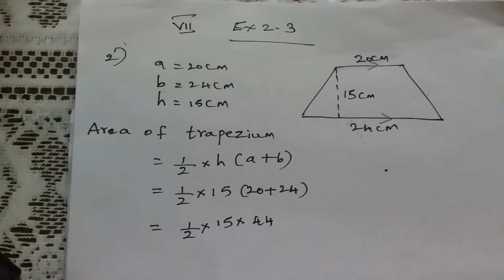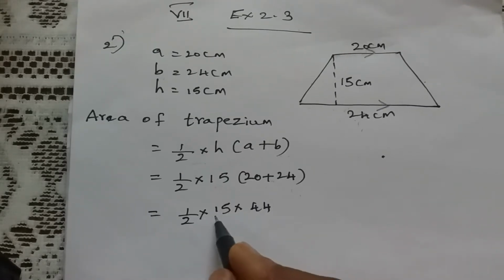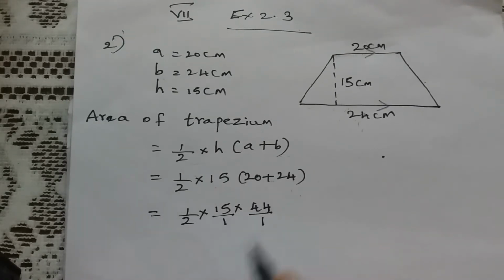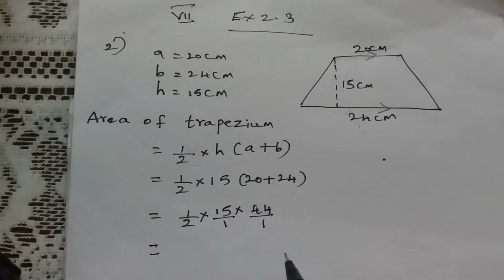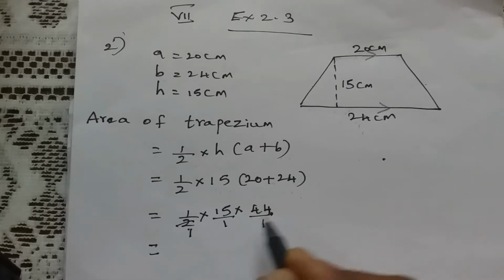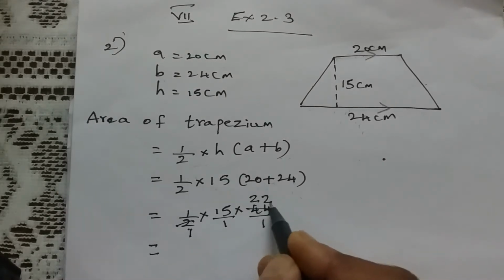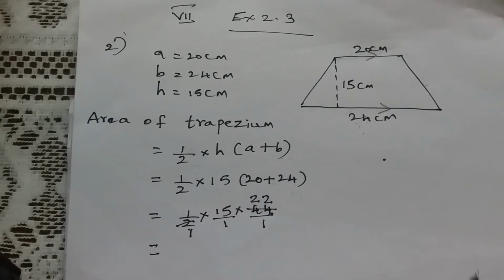Now what is the next step? We have to cancel the numerators and denominators, putting the denominators as by 1, just to make the fractions clear so that it is easy for us to cancel. Now 2 and 44 both are even numbers. Divide by 2. 2 ones are 2. Here 2 twos are 4, no remainder. Denominators have become all 1.